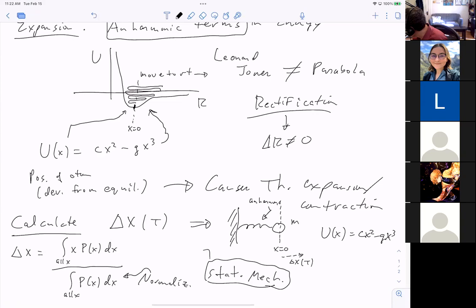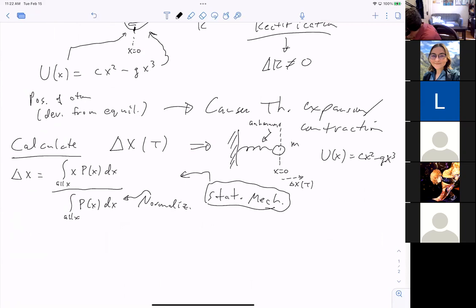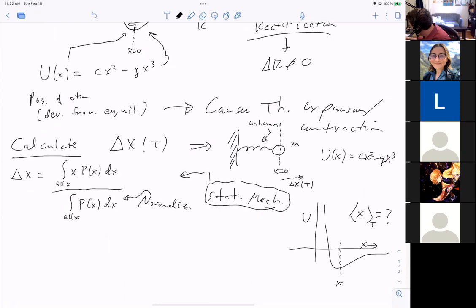The idea is that the particle is in this well, U as a function of x, and I just want to know what's the average position at a temperature T of that particle. This is the equilibrium, x equals zero at the very bottom of the well, and we're going to see that the average x is shifted over a little. But to see that shift, we have to do this integral. We have to calculate this delta x. So to calculate this delta x, let's do this integral.